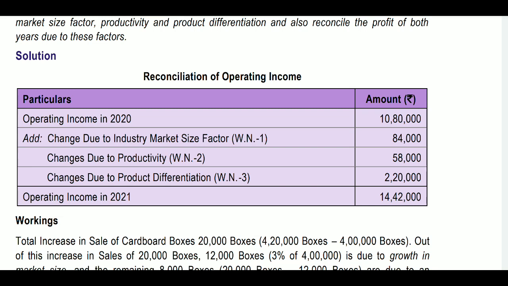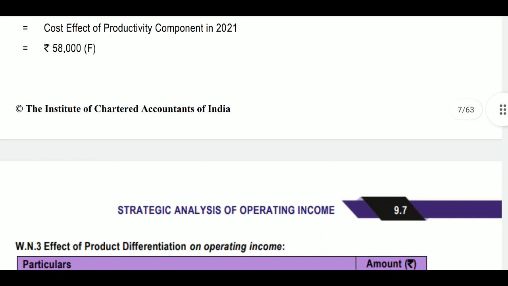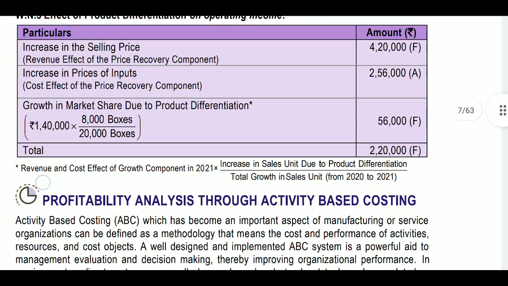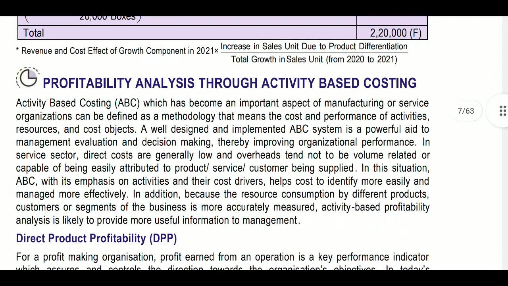We will get it in class verification. We will know the upward answer and downward answer later. Next topic: profitability analysis through activity based analysis.